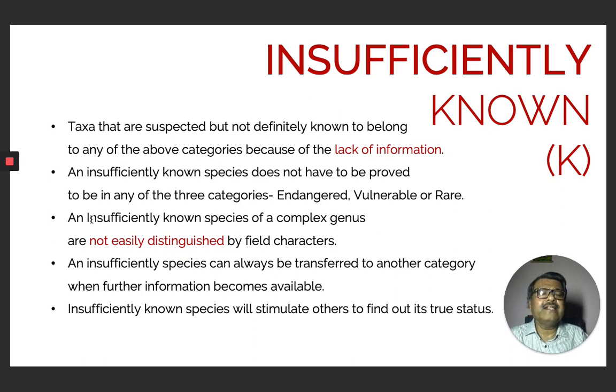They are not easily distinguished on the basis of field characters. Such species cannot be distinguished from one another. Such species therefore come in this category, insufficiently known. And insufficiently known species can always be transferred to another category when further information becomes available. So if any supporting information is available in the future, such species can be categorized into any of the threat categories.